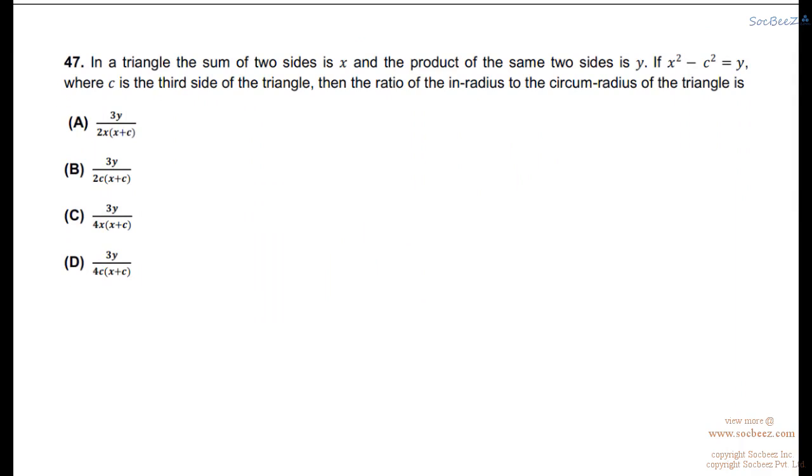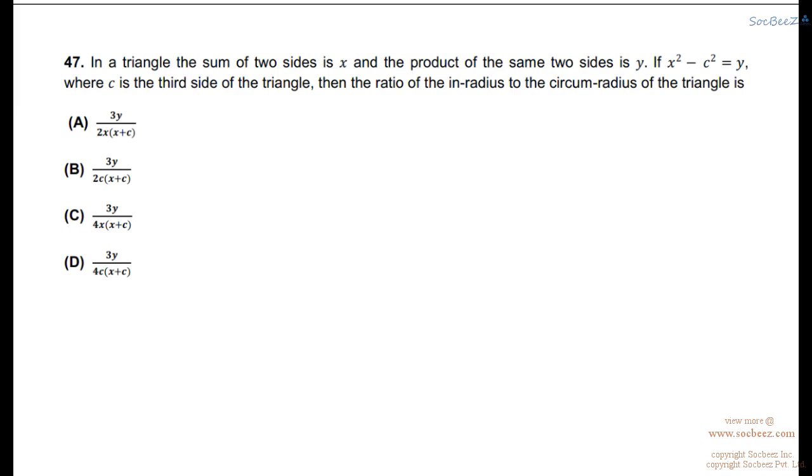Okay, so let's see another question. In a triangle, the sum of two sides is x and the product of the same two sides is y. If x square minus c square equals y, where c is the third side of the triangle, then the ratio of the inradius to the circumradius of the triangle is.